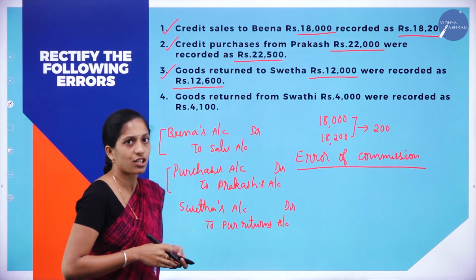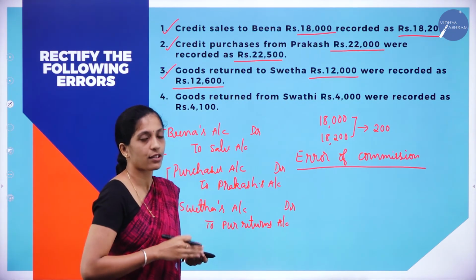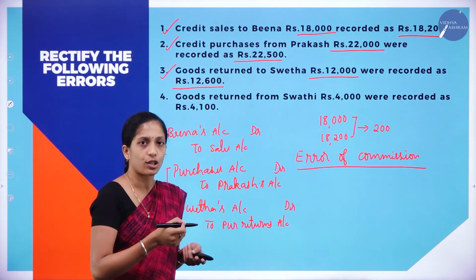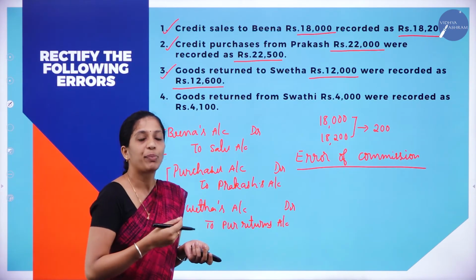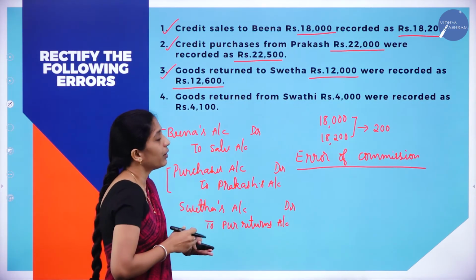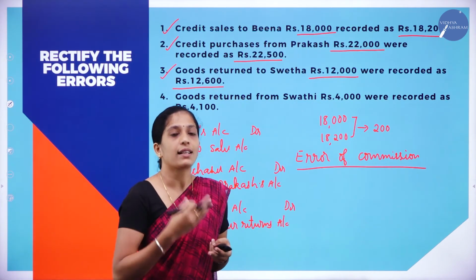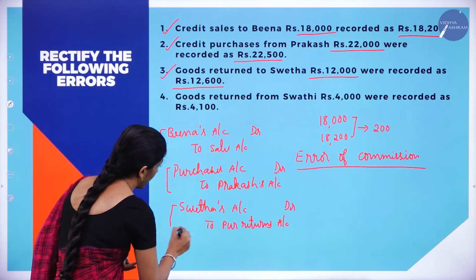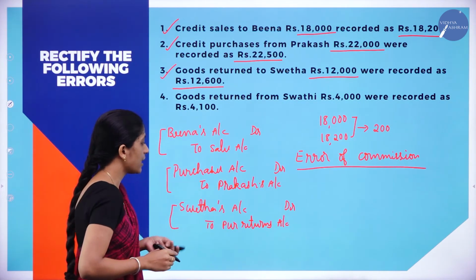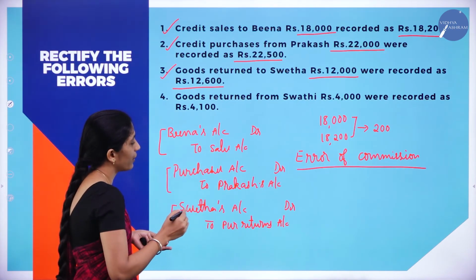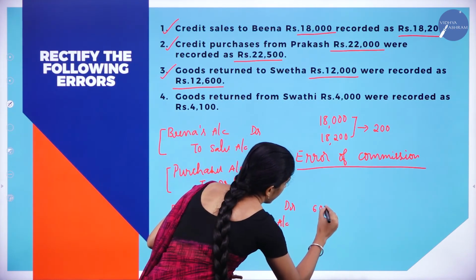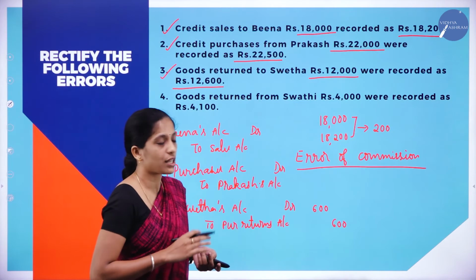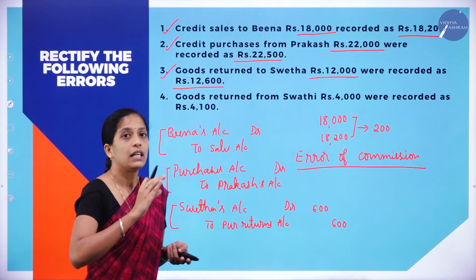So, we had already purchased goods from Shweta. Now, we have returned it back. So, it means that purchase return. Now, correct journal entry is goods returned to Shweta. So, Shweta's account debit to purchase returns account. Now, since they have recorded more than the actual amount, so our entry will be a reverse entry. So, our entry should be purchase returns account debit to Shweta's account, and how much amount you will write? That is 600 each. So, how did we get this 600? 12,600 minus 12,000, so we will get 600. So, we will write the difference amount.